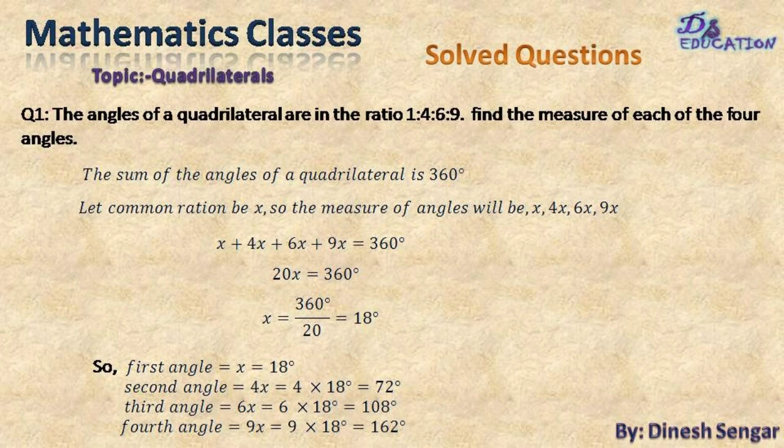Adding them, x plus 4x plus 6x plus 9x is equal to 360. 20x is equal to 360. x is equal to 360 upon 20, which is 18 degrees. So the four angles will be: first angle is equal to 18 degrees, second angle is 72 degrees, third angle is 108 degrees, and the fourth angle is 162 degrees.